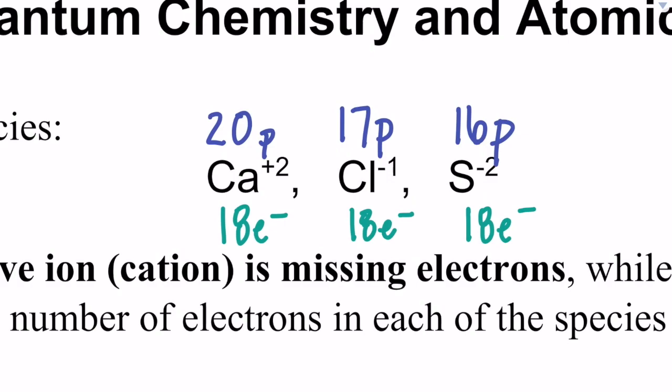So as we determined in the first step, there are 20 protons in calcium, 17 protons in chlorine, and 16 protons in sulfur. So you can see there is this downward trend of amount of protons for our atoms here. However, they each have the same amount of electrons. They all have 18 electrons.